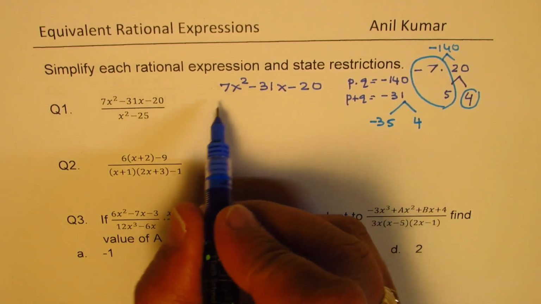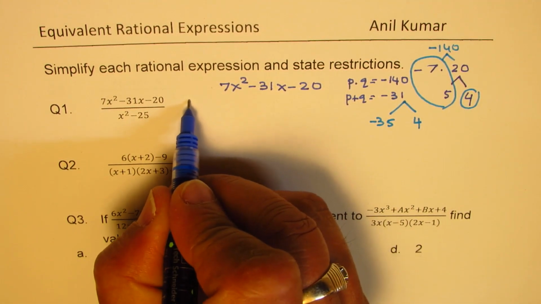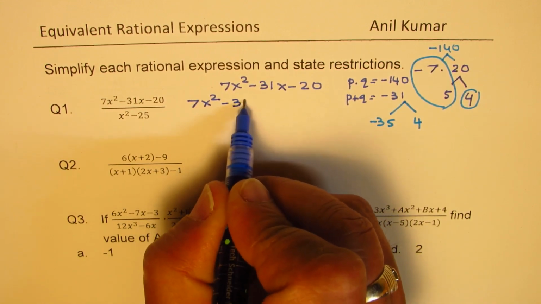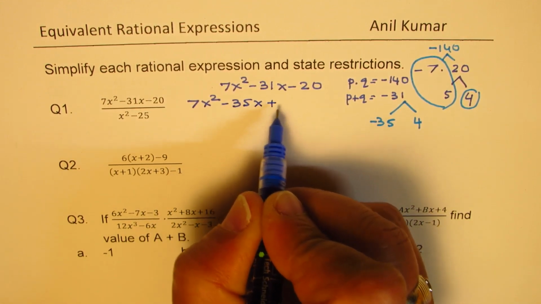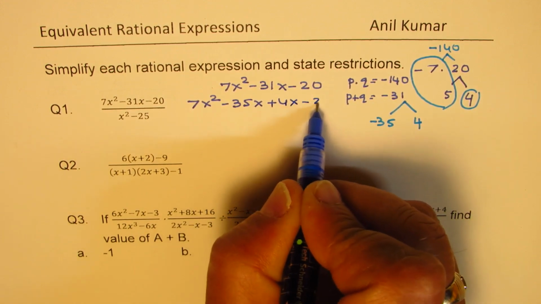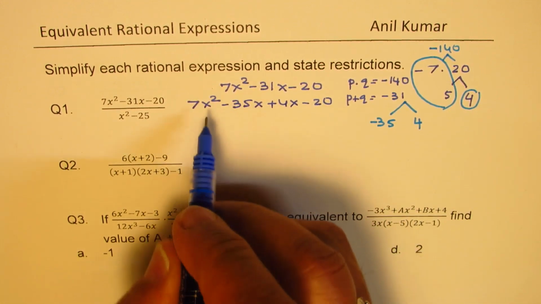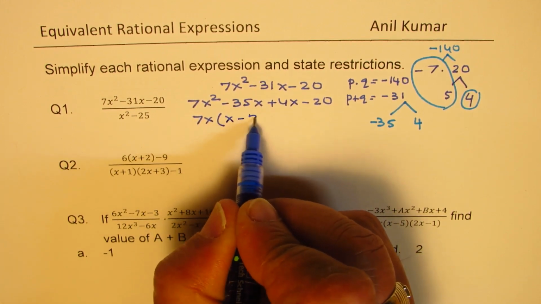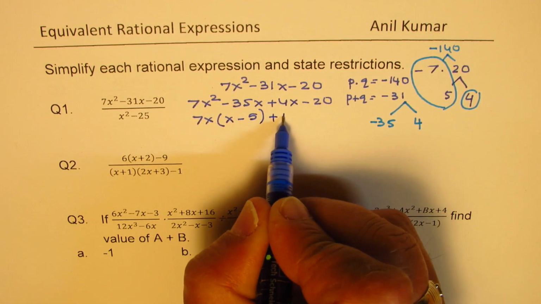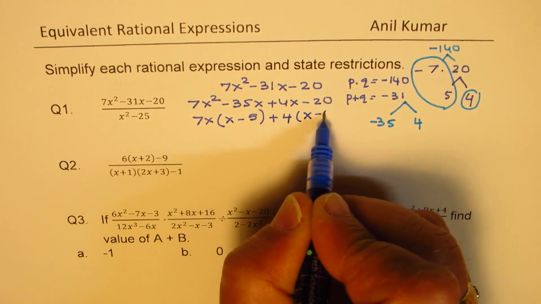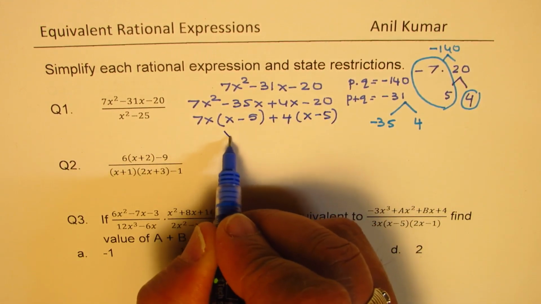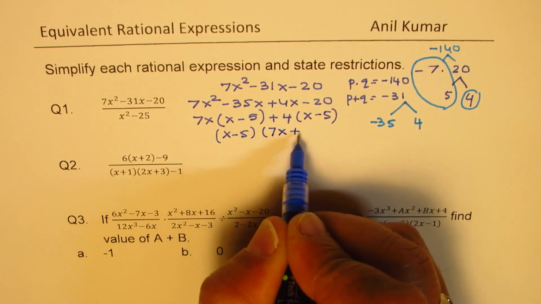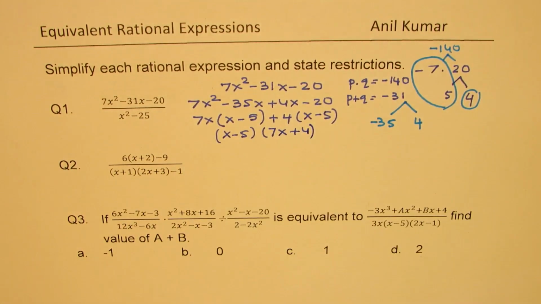Now let's continue. So we'll split 31x, right? So we have 7x squared, 31x, we're writing this as 35x plus 4x minus 20. Now in these two, we can take 7x as common. So we get x minus 5. Here we can take 4 common. We get x minus 5. So x minus 5 is a common factor and we get 7x plus 4 as the other factor.